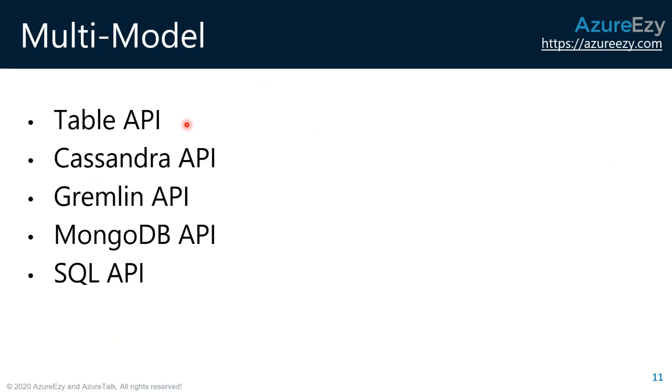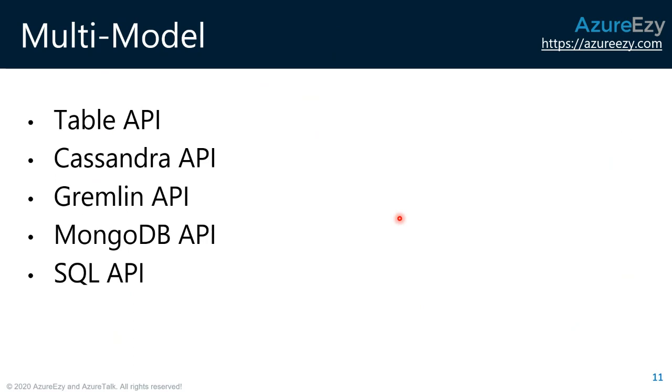Cosmos DB has different APIs to support or access all these four kinds of databases. For example, Cosmos DB has Table API to support key value, Cassandra API to support column-based databases, Gremlin API to support graph, and Mongo and SQL for document DB. Okay, so that means no matter what kind of NoSQL database you want, you can design it in Cosmos DB. And also, if you have an existing NoSQL database on-premises, you can easily migrate that to Cosmos DB, and Cosmos DB has an API to support it.